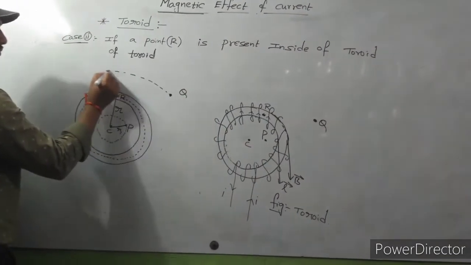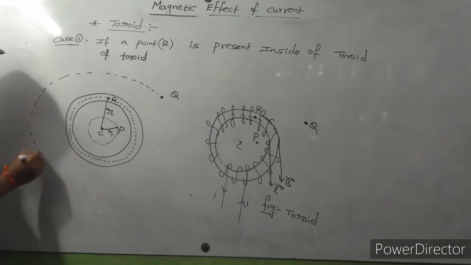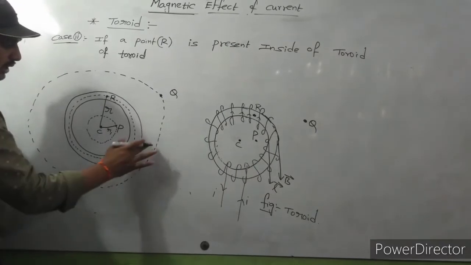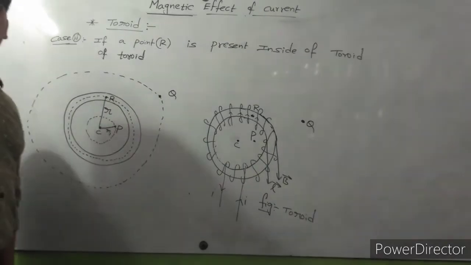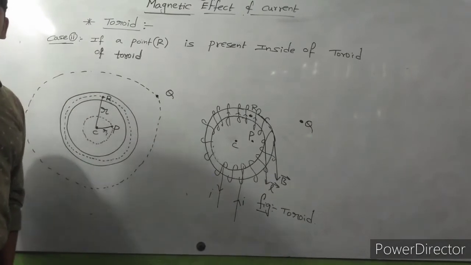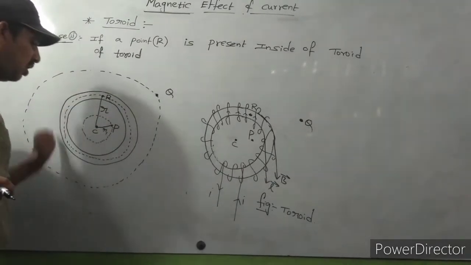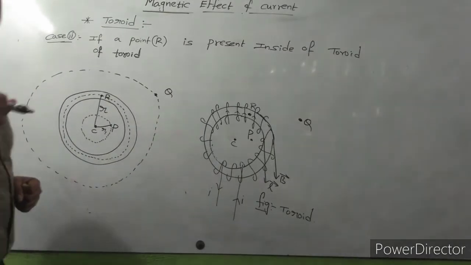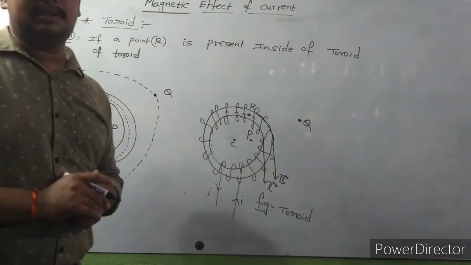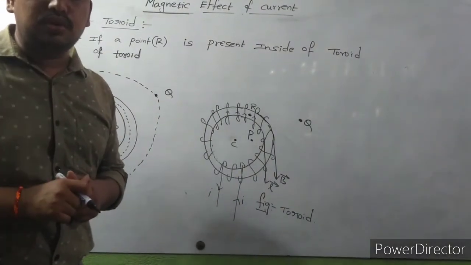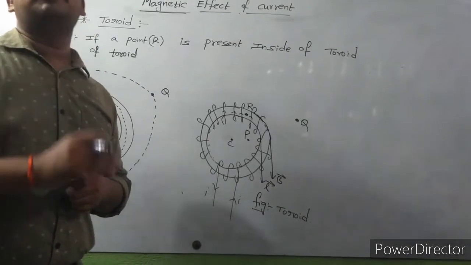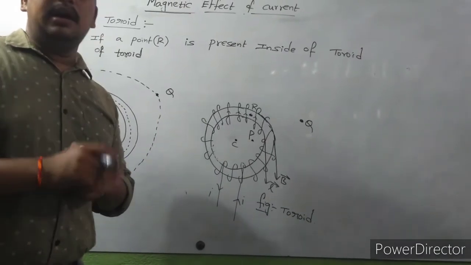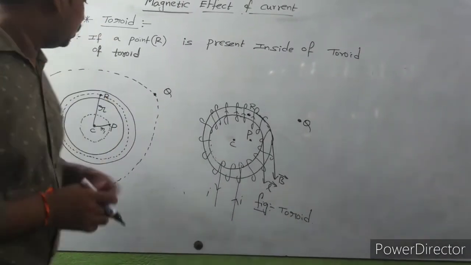So for this one, if I draw an imaginary circle, because you already know Ampere circuital law is only valid for a closed path. That's why first we draw an imaginary closed path. Again I repeat, Ampere circuital law is only valid for closed paths. Here Ampere circuital law is used for finding the magnitude of the magnetic field.